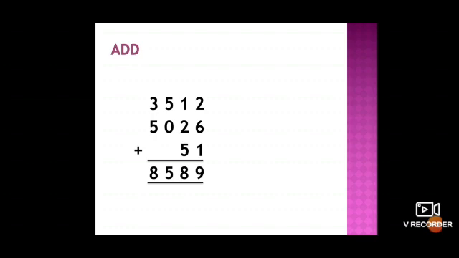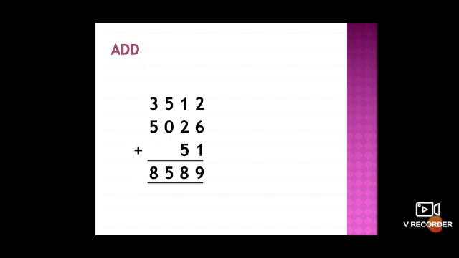Here you can see we have 3 numbers. 3 numbers means the first number 3,512 is a 4-digit number. 5,026 is again a 4-digit number. But 51 is a 2-digit number. Can we add this, children? Yes, we can add these numbers. And when we are adding, always see that we place the numbers correctly and then we add. So always add from the ones place.